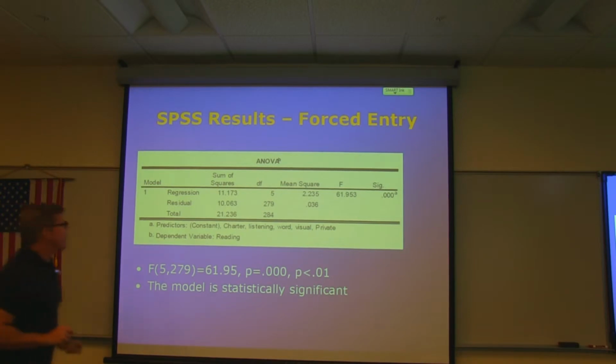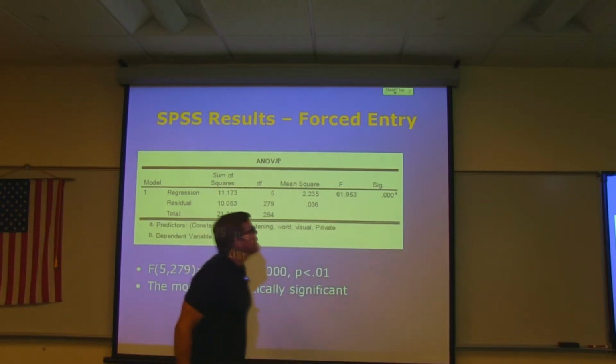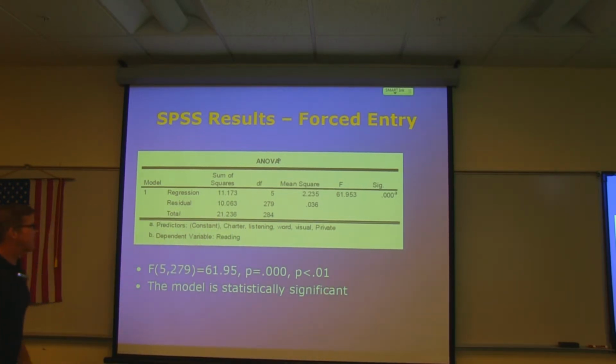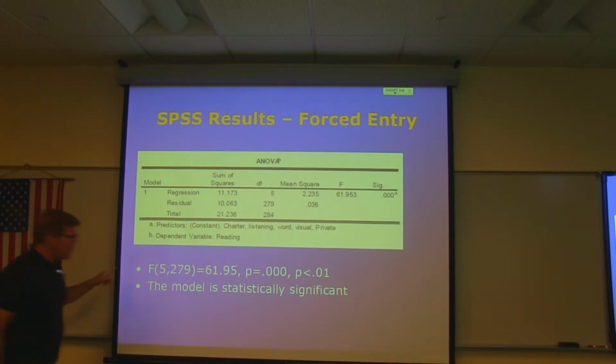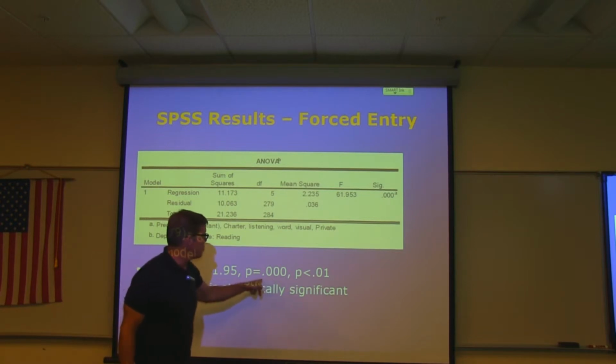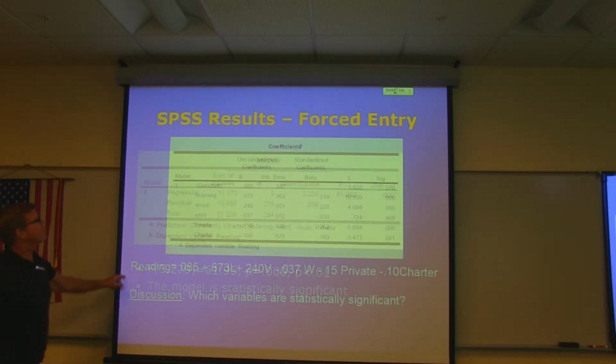This model is significant. Why? Because this p-value is very, very small. So p is definitely less than alpha. The model is statistically significant. And in terms of notation, this is the proper notation: 5 and 279 degrees of freedom, our F value, p is less than alpha. P is reported, and it can be reported that way too. So we have a significant model.